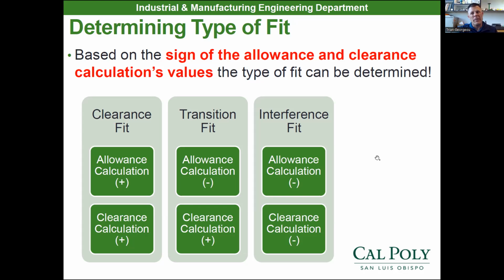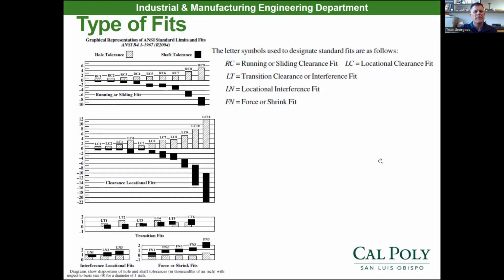So that's how you determine the type of fits between parts. Now, as mechanical engineers, you're probably wondering, how does this work in real life? Well, there's a bunch of different classes of fits out there. If you look through the Machinery's Handbook, there are running and sliding clearance fits, and there are transitional clearance fits.